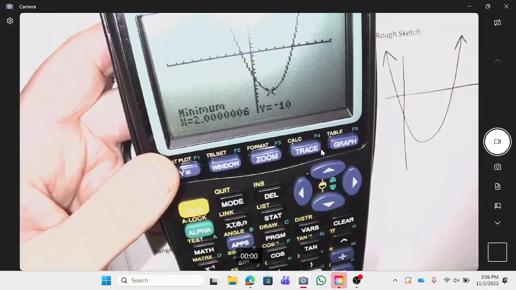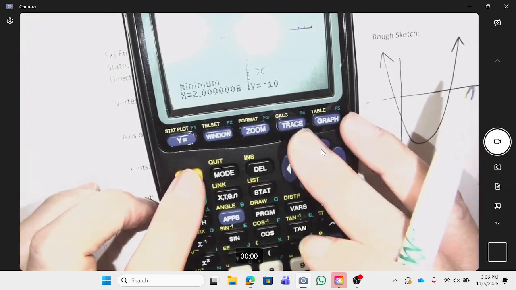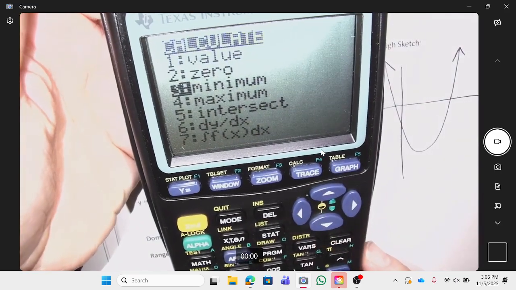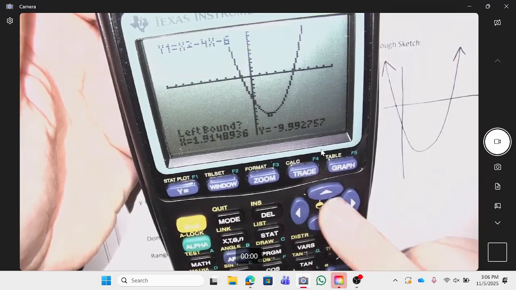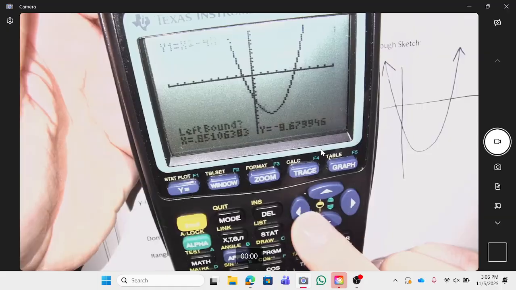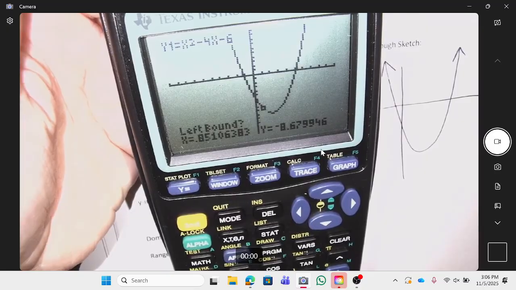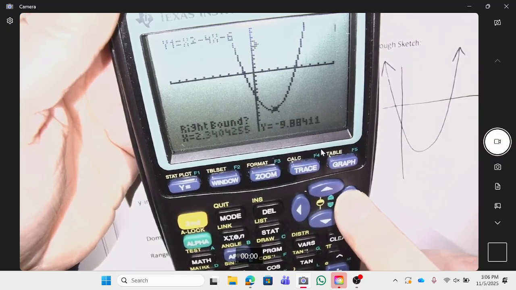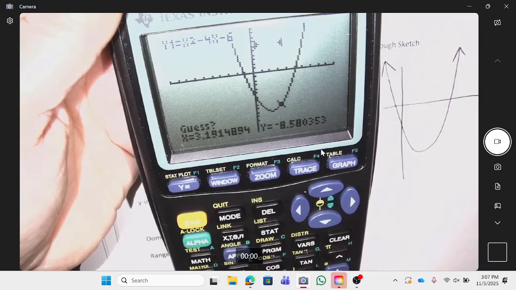Okay, so what you're doing is saying, can you figure it out, calculator? It's between here and here. So here we go. Ready? Second calculate. We decided we were looking for a minimum point. Okay, you have to use the left and right arrows. So move your blinking cursor somehow on the left side of it. Good. Hit enter. Okay, now use your right button. Move your blinker to the right side of it. Enter. Okay, and then it says to guess it, so hit enter.